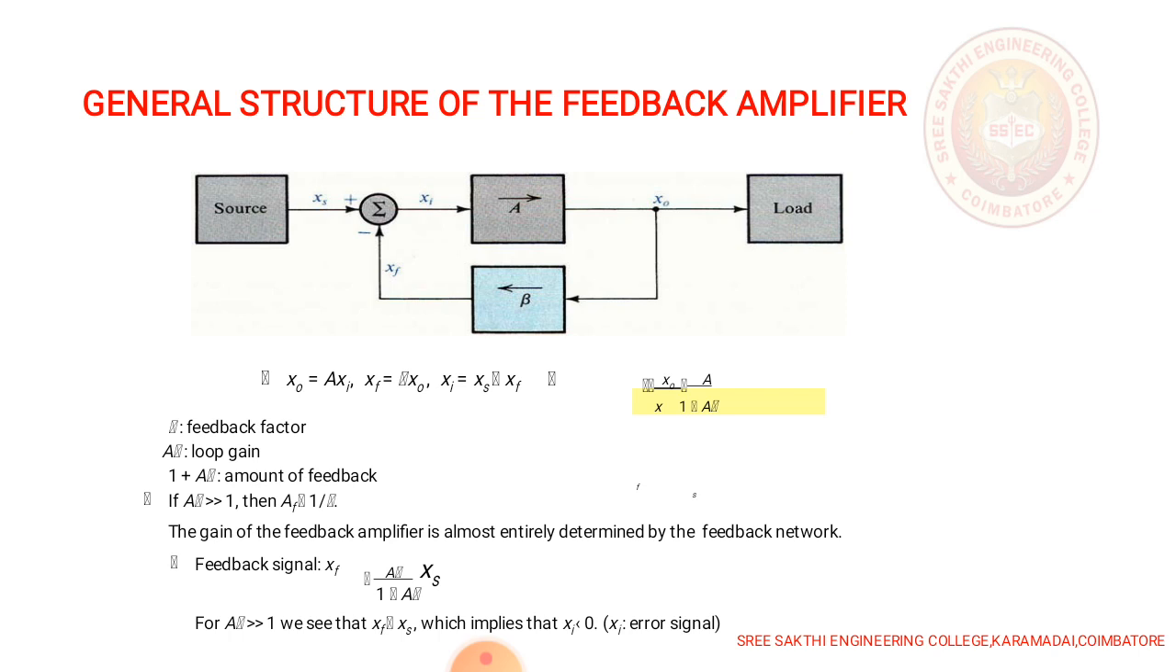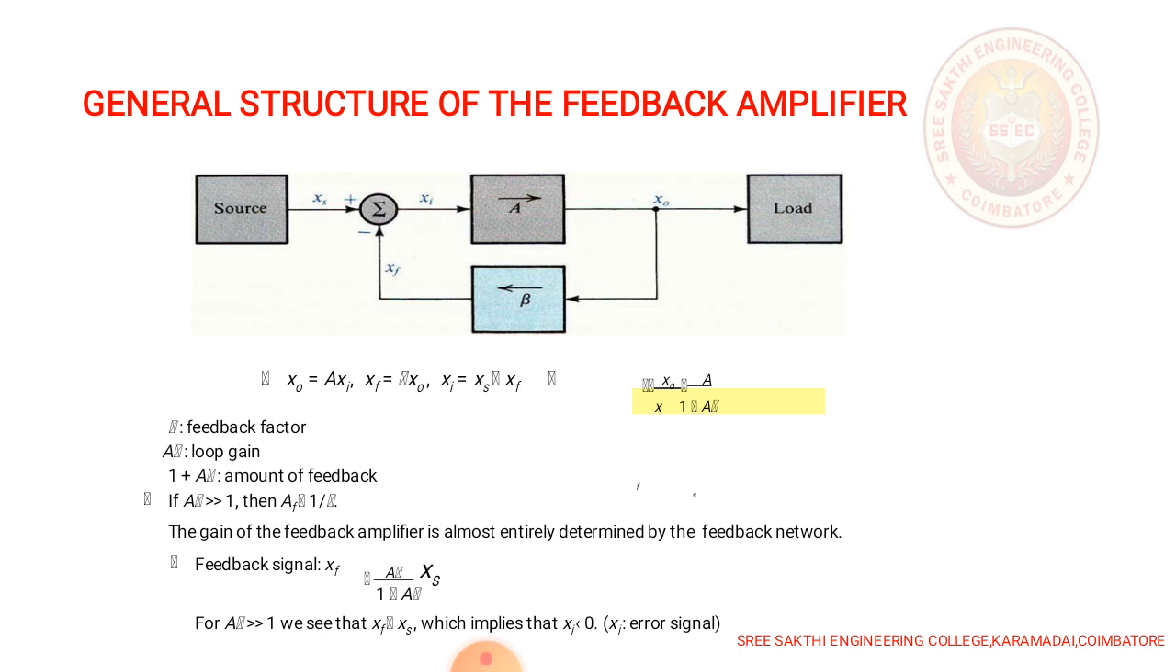Mixer or summing point. From the source, the signal Xs is given to the mixer network, and from the output, the output is fed back to the input, and the feedback signal is denoted as Xf, which are combined together in the mixer network, and the output is produced, which is denoted as Xi, that is given to the input of the amplifier. Then the amplifier output is denoted by Xo, that is given to the load.